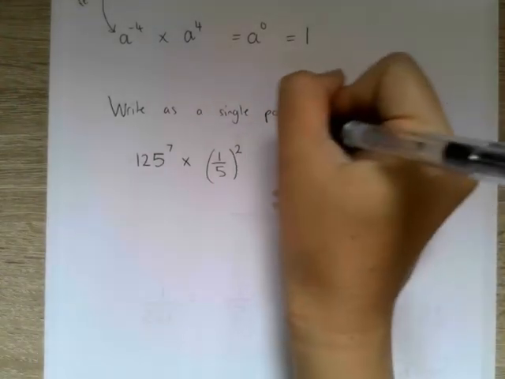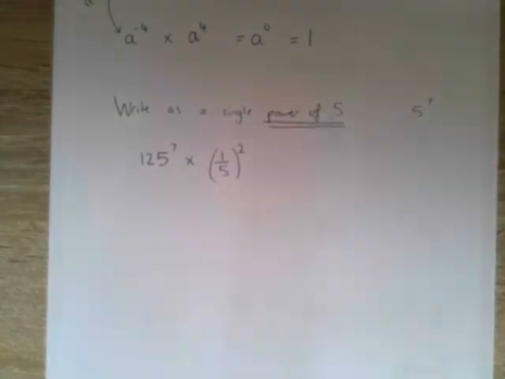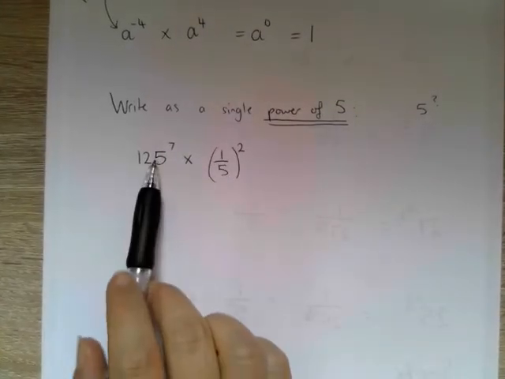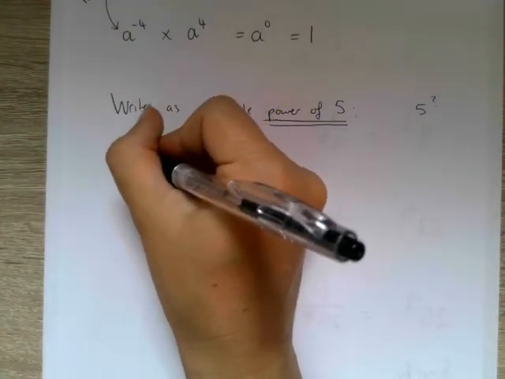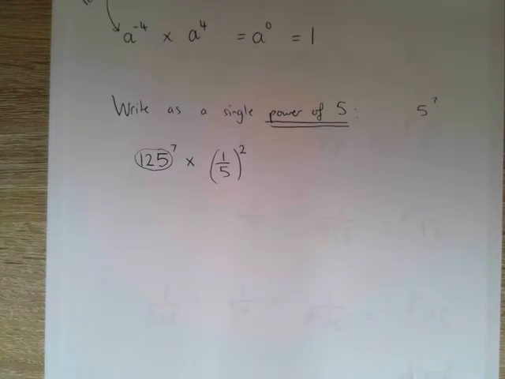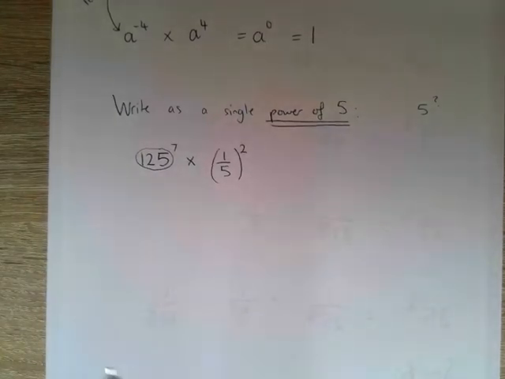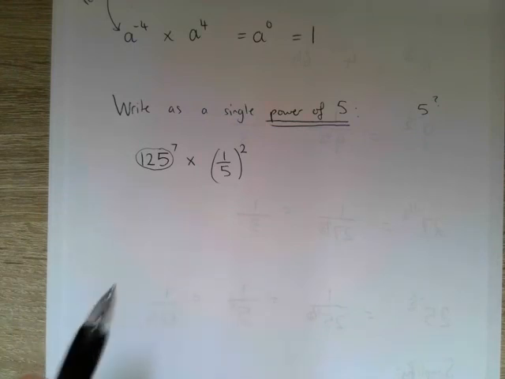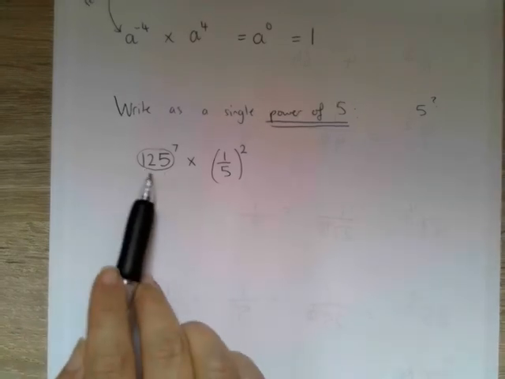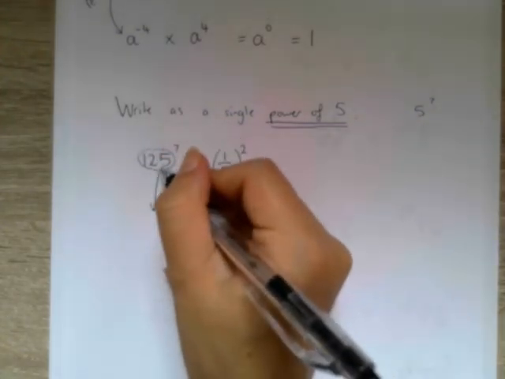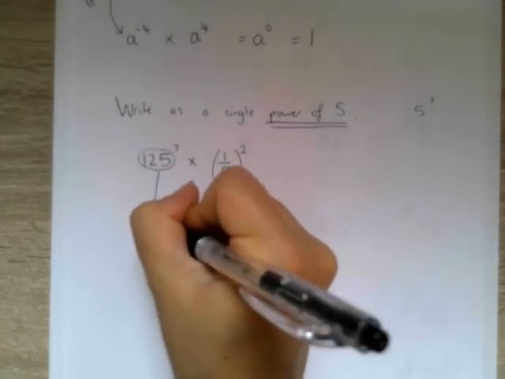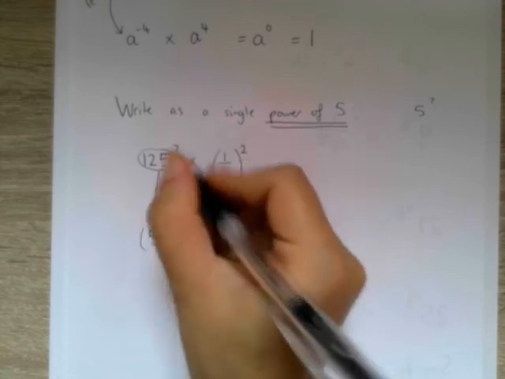So if it's a single power of 5, we want to think about how can we write any of this as powers of 5. Now even if you can't do the whole question, it's worth just picking out bits that we can do. So 125, you need to think, what is that as a power of 5? So 5 to the power of something is 125. Well, 5 squared is 25. And 5 cubed would be 125. So I'm going to say instead of 125, it will be 5 cubed to the power of 7, like that.